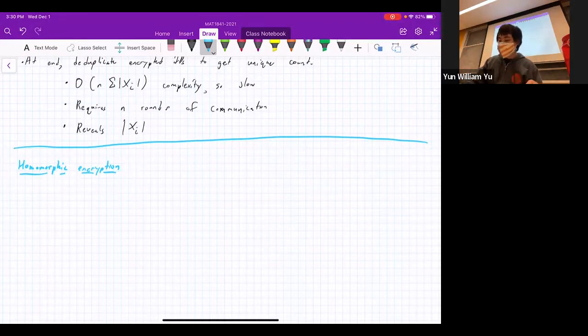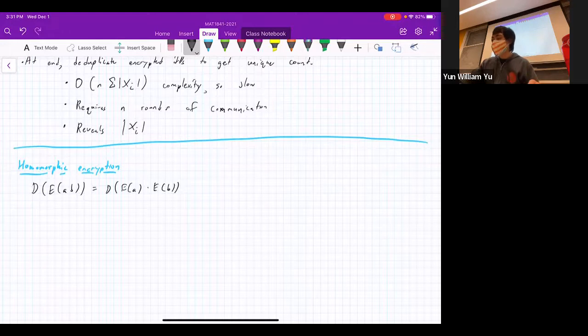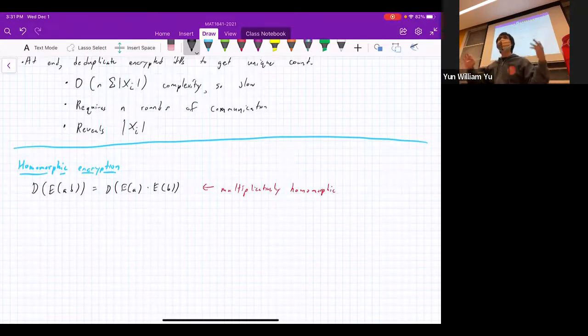So basically, you have some plaintext space. Let's use D to refer to our decryption operation. D of E of AB, where we multiply these together, is equal to D of E of A times E of B. This is known as multiplicatively homomorphic. What this lets us do is perform computations on encrypted data. This is super powerful because it preserves a lot more privacy, since all your computations happen in this encrypted space and no one knows what's going on until you decrypt it at the end.